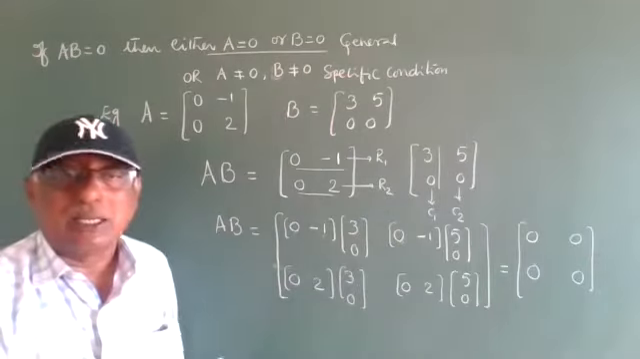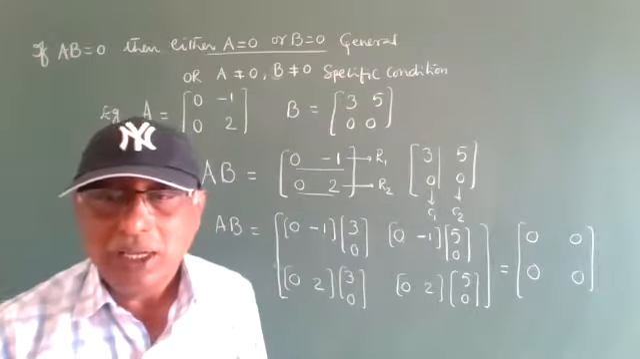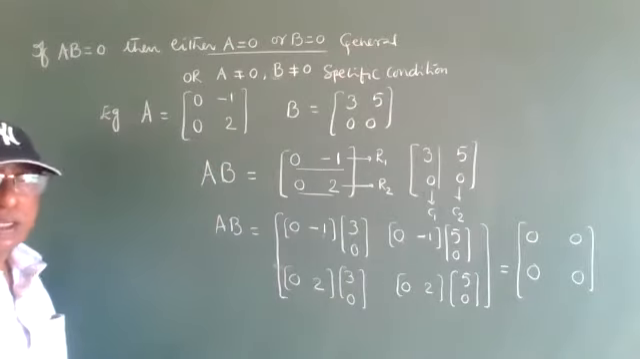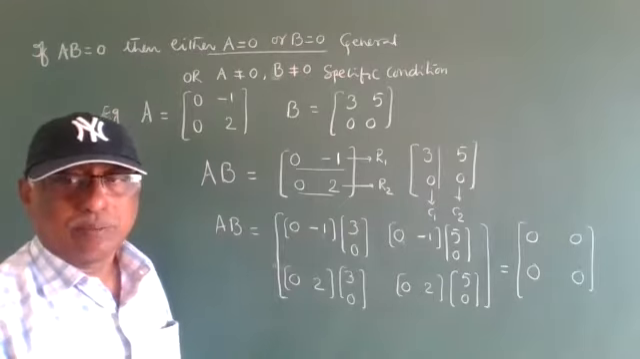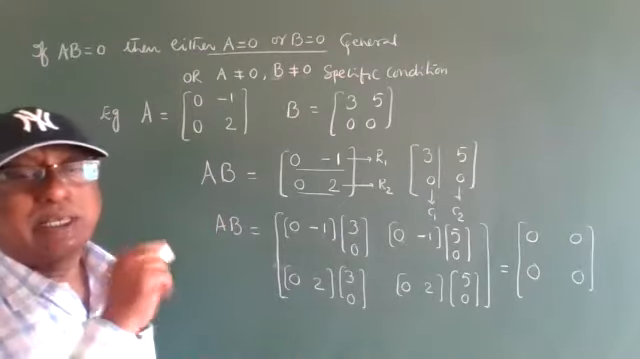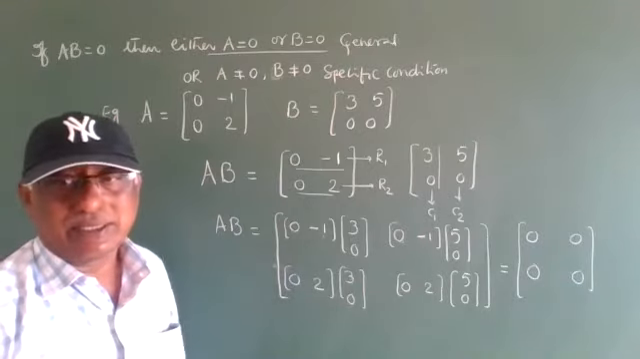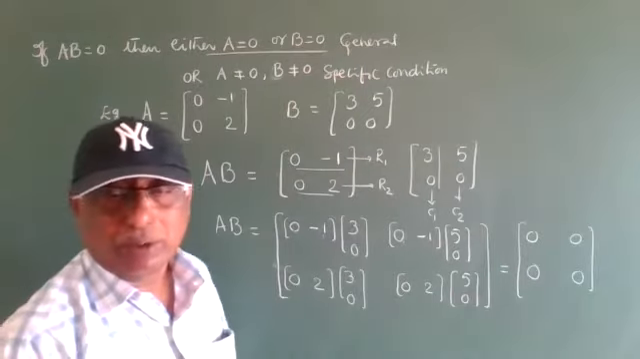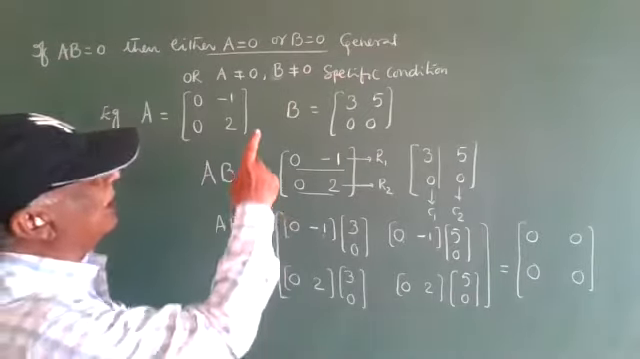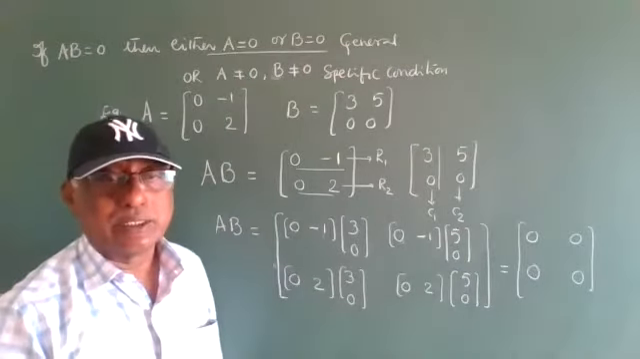But A is not a null matrix and B is not a null matrix, yet we get the AB multiplication as a null matrix. That is a specific case, not true in all cases. So generally we are going to write either A is equal to 0 or B is equal to 0. So that is the point.